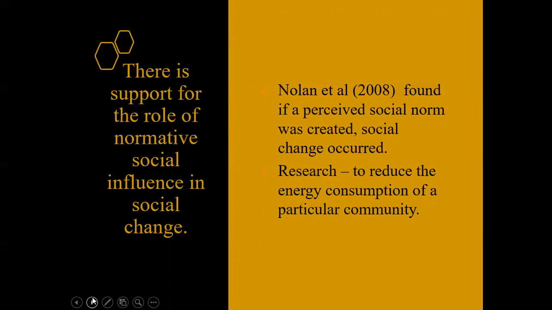Nolan et al. is a study in your book, so you can add that to your notes. But this is just nice AO3. It supports the idea of normative social influence by creating that social norm, by saying what others are doing, even though it's just perceived, actually, it can bring about social change. So we've learned that from conformity. They're going along thinking, oh, if my neighbours are doing it, I'll do it. It's the norm. Everybody's doing it, so I'll just do it. So we can clearly see that happens.